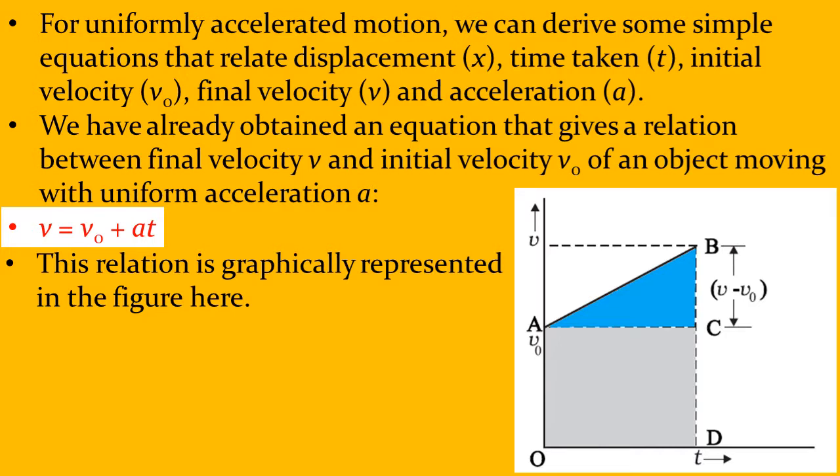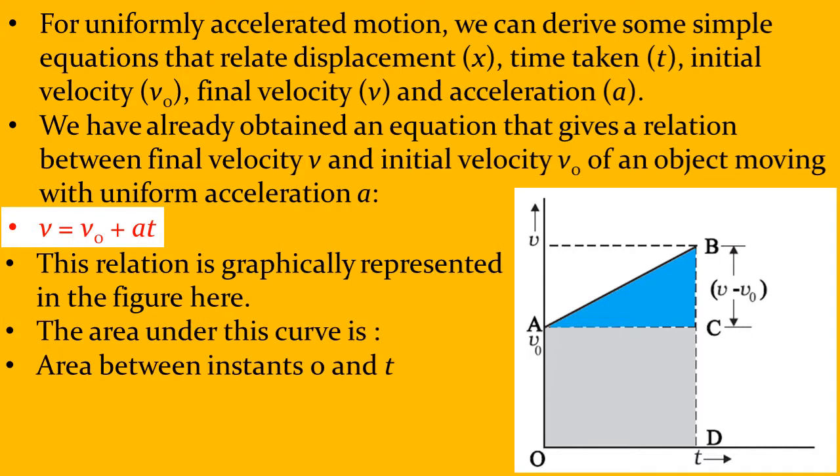This relation is graphically represented in the figure here. The area under this curve is the area between instants of time 0 and t. And the area below the graph AB consists of two portions: the area of triangle ABC and the area of rectangle OACD.